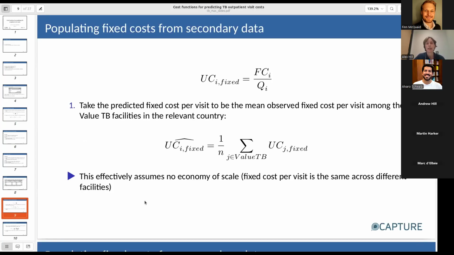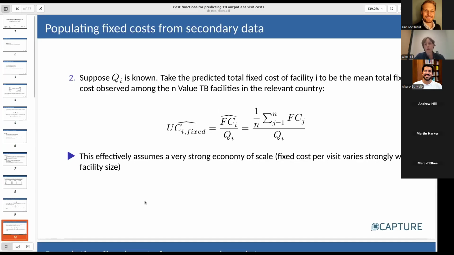So there are a few different approaches that you could use if you were to populate your fixed cost from secondary data. The first one would be quite simple, quite similar to the simple unit cost approach. You could just take the average fixed cost per visit in the data set and use that as a predictor of the fixed cost per visit in a new setting. This is effectively assuming that there are no economies of scale. So the fixed cost per visit is roughly the same across different facilities. And if I just look at the average fixed cost per visit, that's a good predictor of the fixed cost per visit in some new setting.